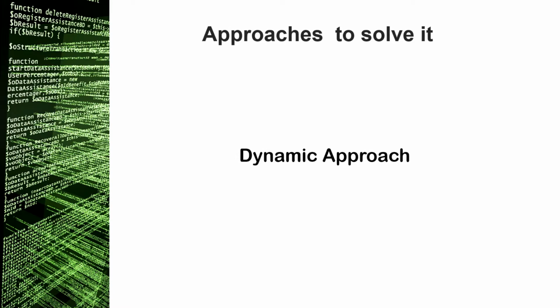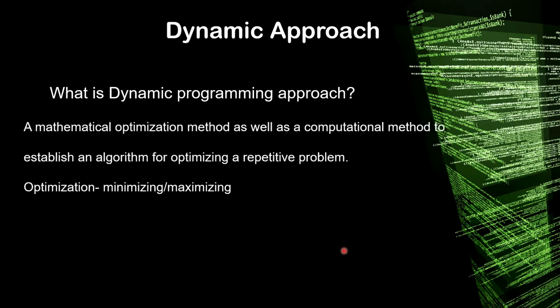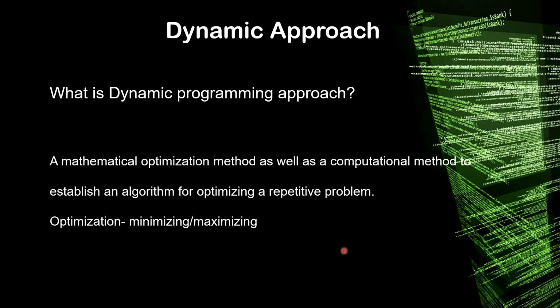So you should be thinking, what is the dynamic approach or dynamic programming approach? Dynamic programming is both a mathematical optimization method and a computational programming method. The method was developed by Richard Bellman in the 1950s and has found application in numerous fields from aerospace engineering to economics. Here by optimization, it means maximizing or minimizing the current problem by breaking it into multiple subproblems or combining them.